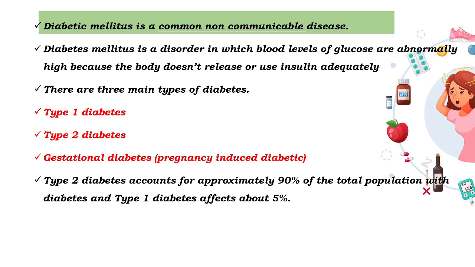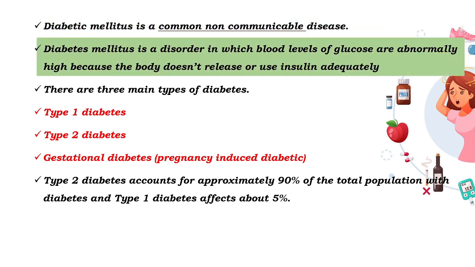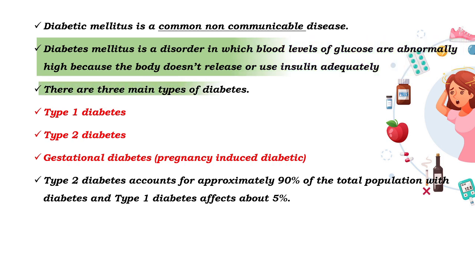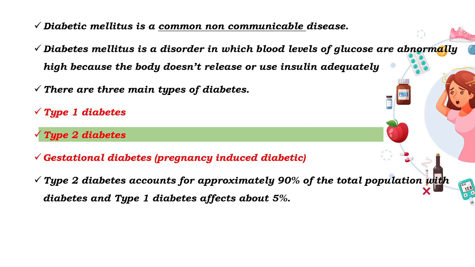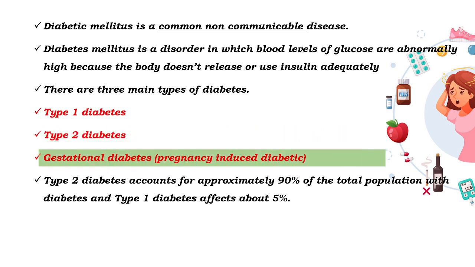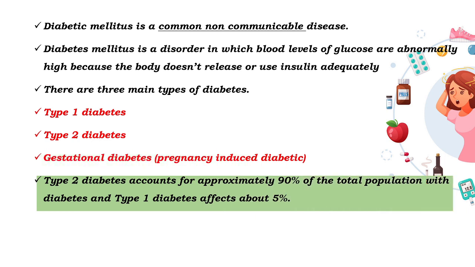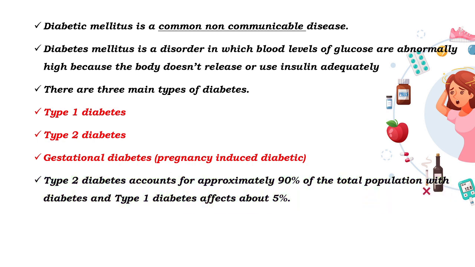Diabetes mellitus is a common non-communicable disease. It is a disorder in which blood levels of glucose are abnormally high because the body doesn't release or use insulin adequately. There are three main types of diabetes: type 1 diabetes, type 2 diabetes, and gestational diabetes or pregnancy-induced diabetes. Type 2 diabetes accounts for approximately 90% of the total population with diabetes, and type 1 diabetes affects about 5%.